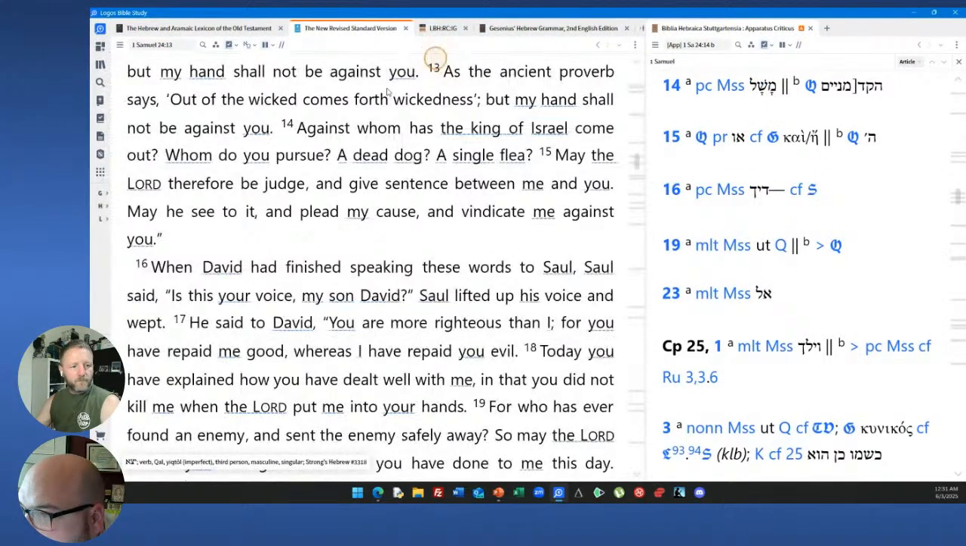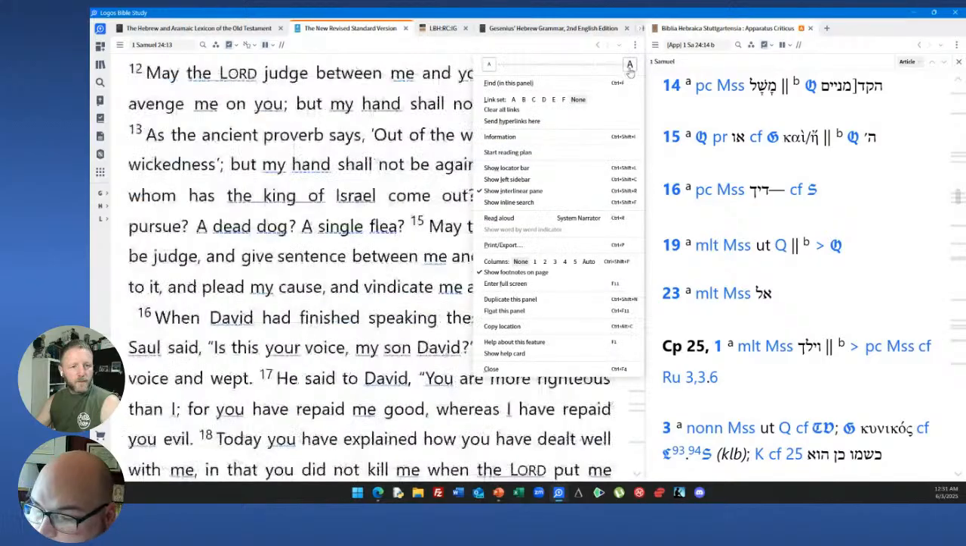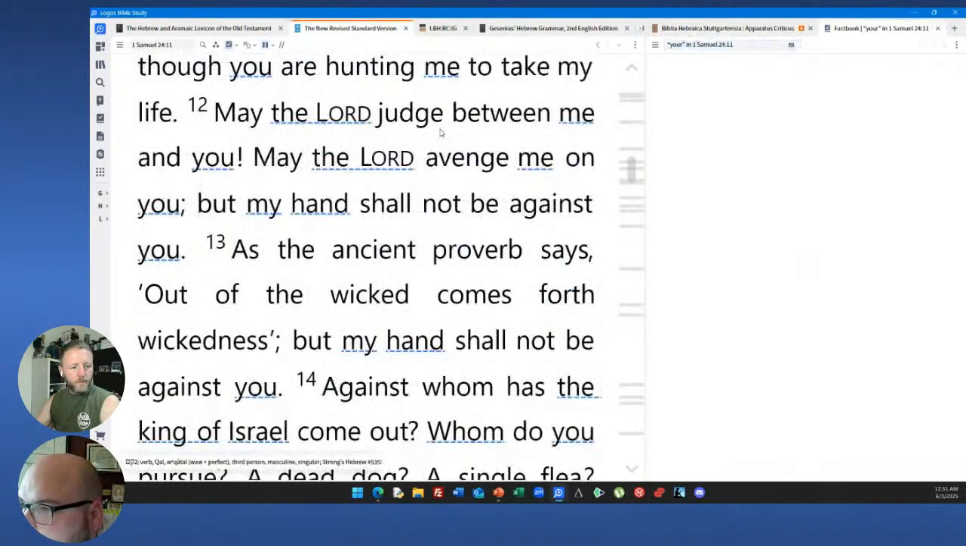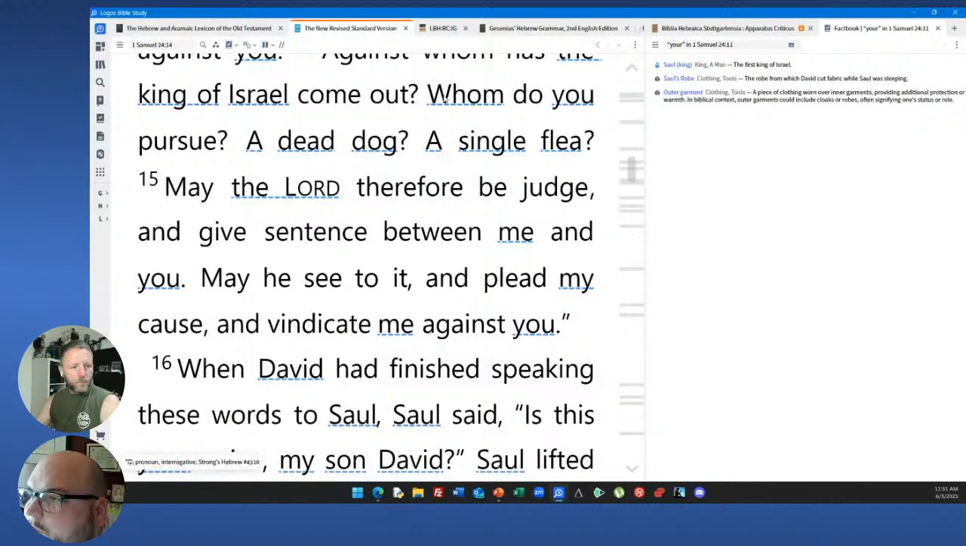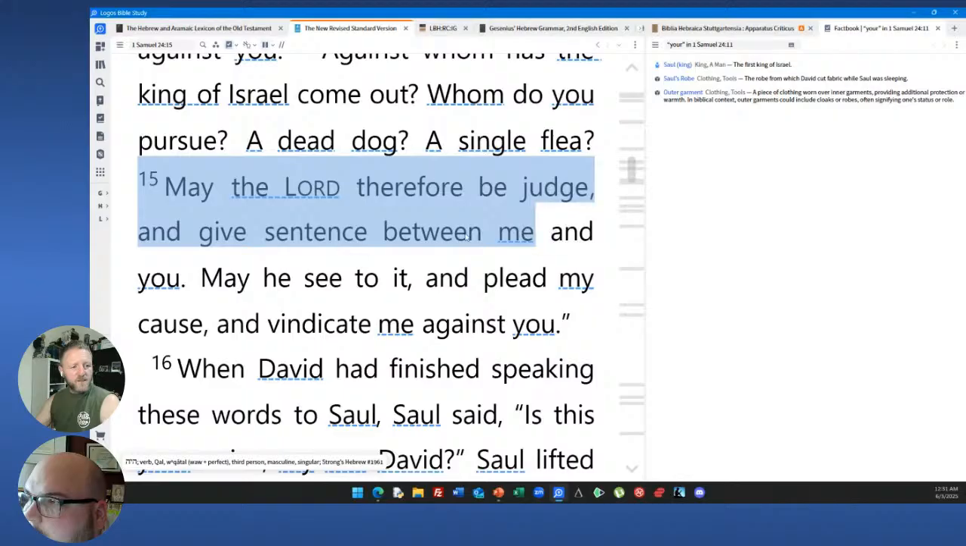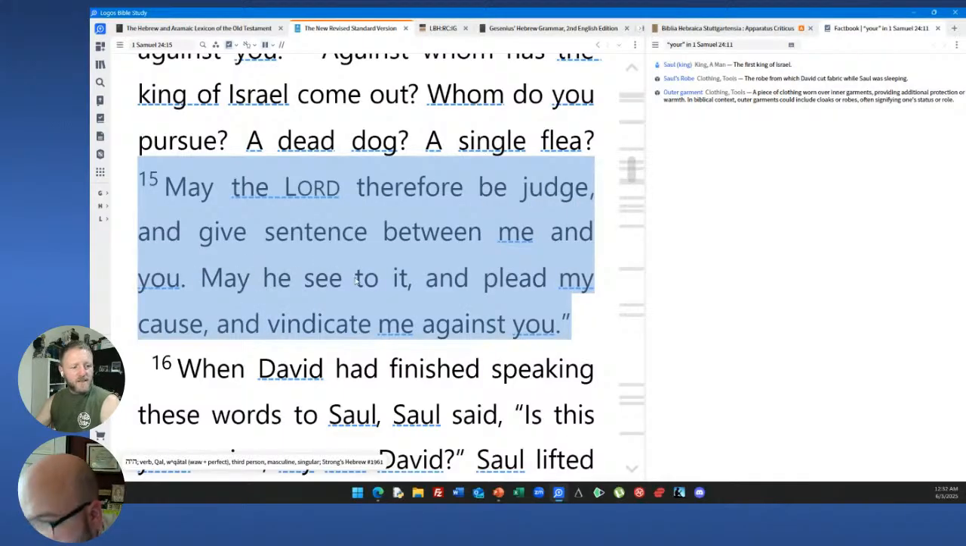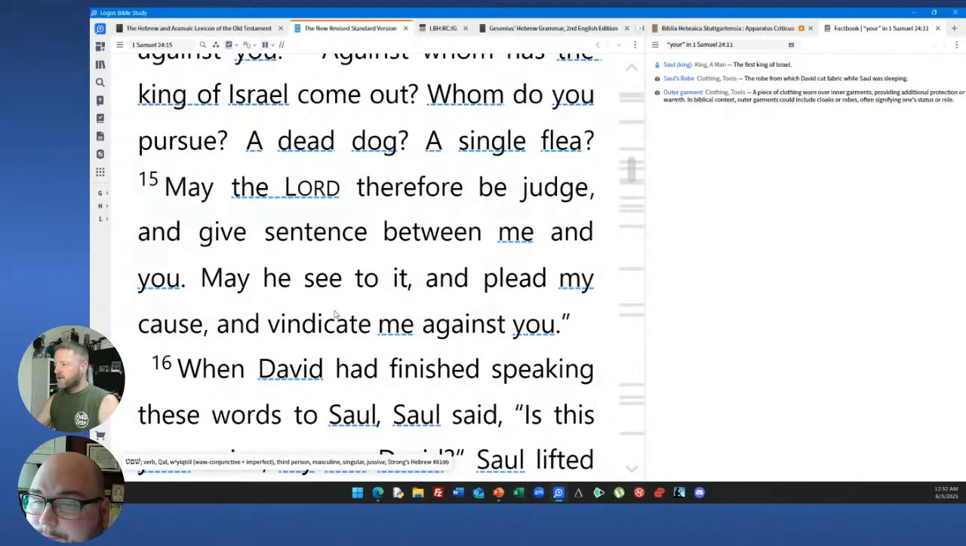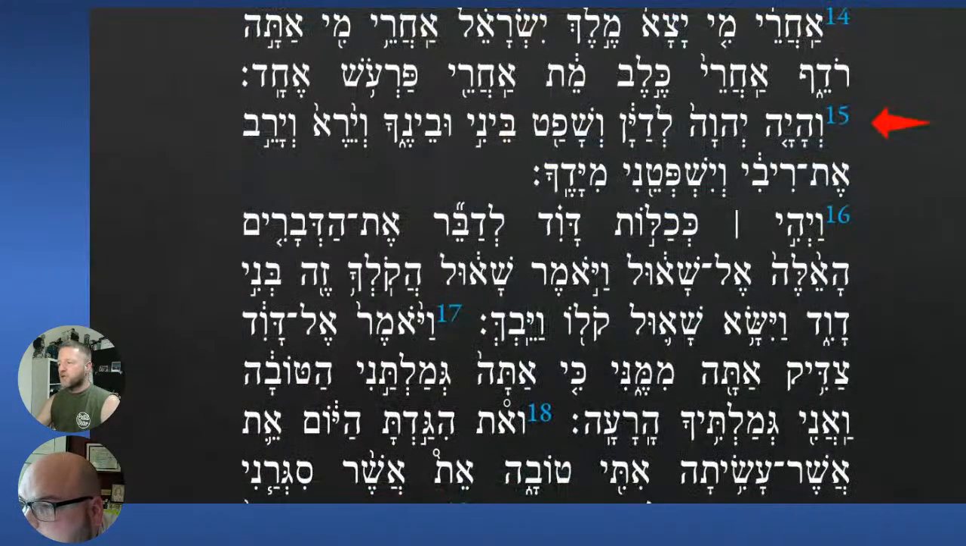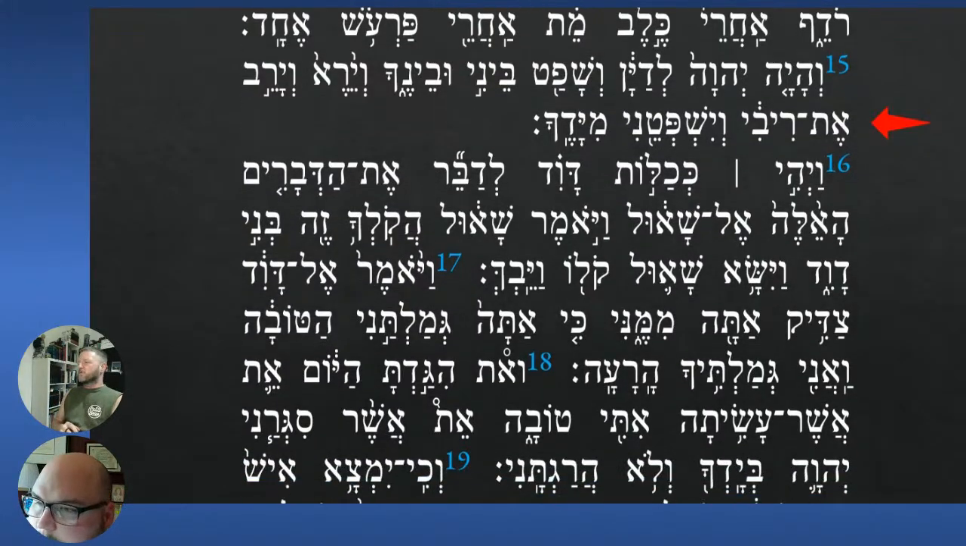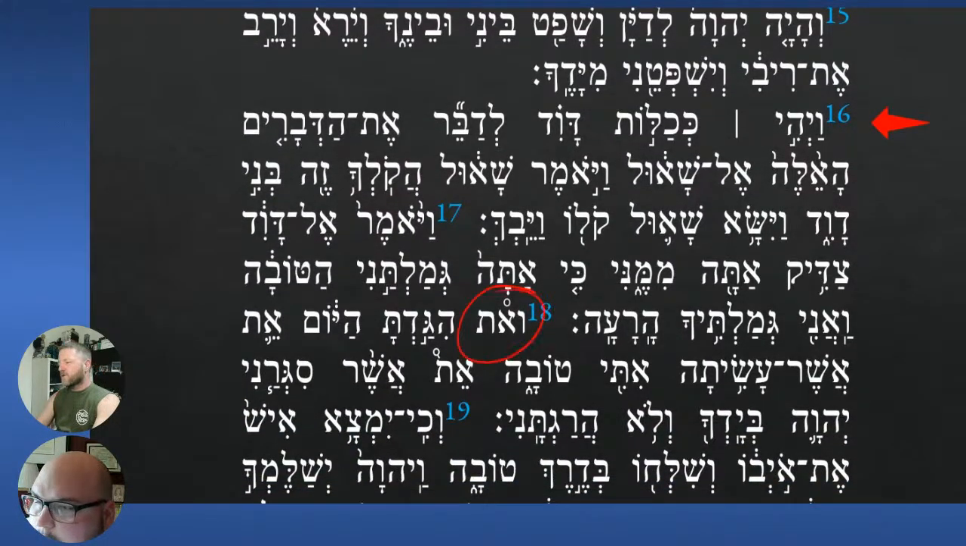Let's make it a bit bigger. Whom do you pursue? A dead dog, a single flea? May the Lord therefore be judge and give sentence between me and you. May he see to it and plead my cause and vindicate me against you. Vindicate me against you, like he would judge me from you. That's also a very possible rendition. All right, great. You can see down here that we're going to have Keep 3. That's nice.